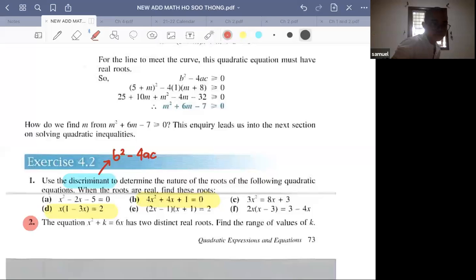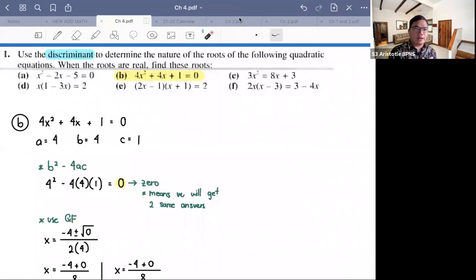Oh, sorry, I'm not screen sharing. All right, so again, letter B. So 4x squared plus 4x plus 1 equals 0, right? So you need to first identify A, B, and C, which is 4, 4, and 1. And then using the discriminant, B squared minus 4AC, your answer will become equal to 0, right? So again, guys, did you get 0? If you get 0, that means you will get two same answers, or two equal roots.